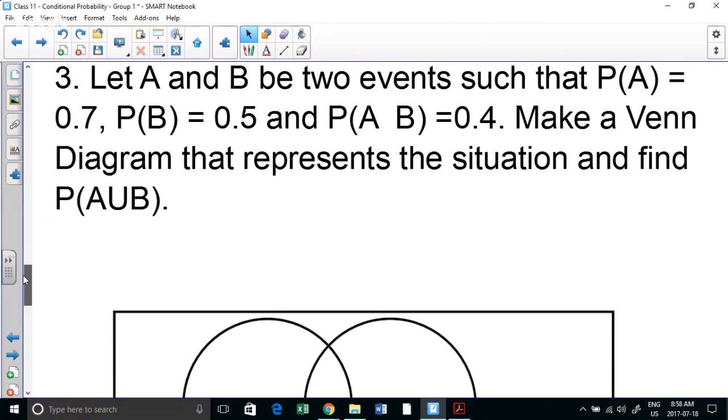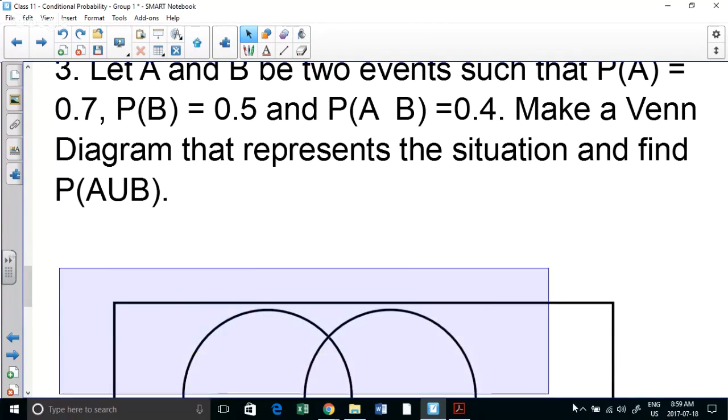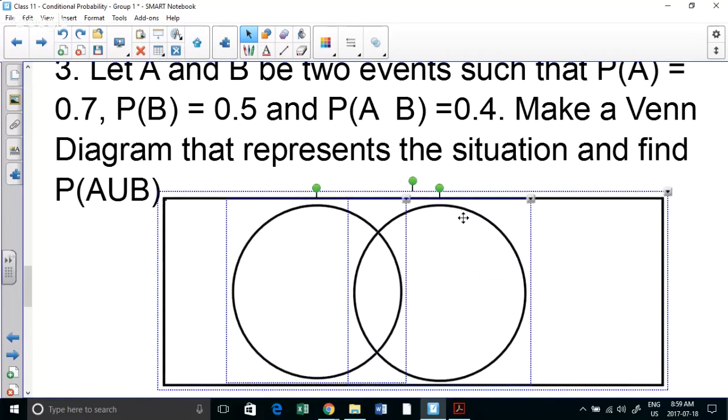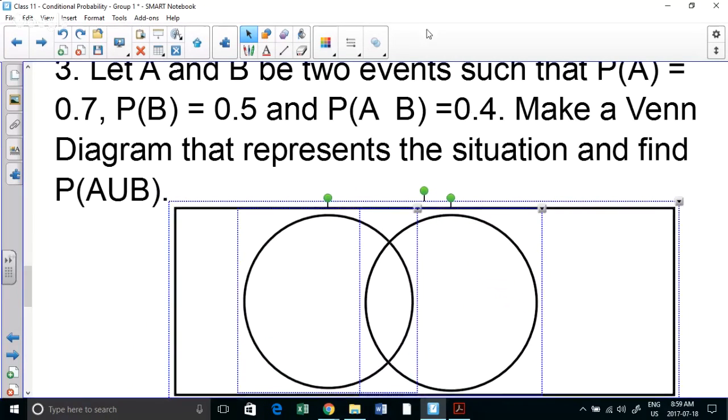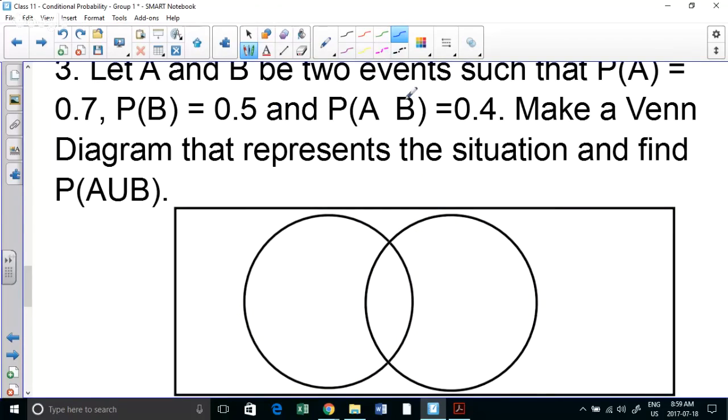Let A and B be two events such that the probability of A is 0.7, the probability of B is 0.5, and the intersection is 0.4. Make a Venn diagram that represents this situation and find the probability of A or B. So even though we have probabilities, we are just going to fill in the numbers as per usual.